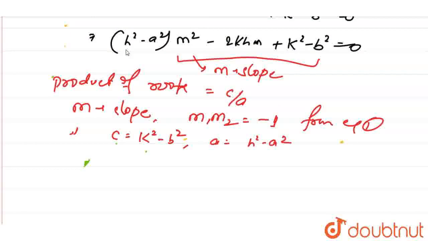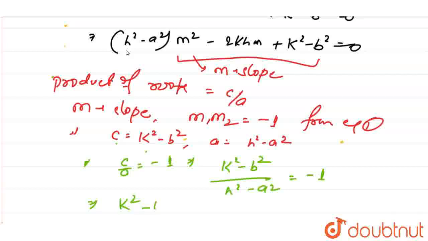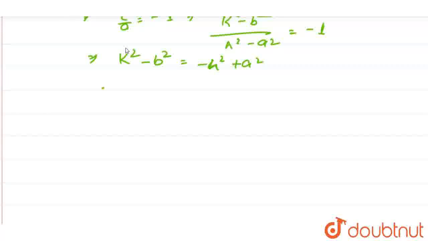Our equation will become c by a equal to minus 1. While putting the values of c and a, (k square minus b square) by (h square minus a square) equal to minus 1. After solving this, it becomes k square minus b square equals minus h square plus a square. Now we keep k square plus h square on one side, and it becomes a square plus b square.